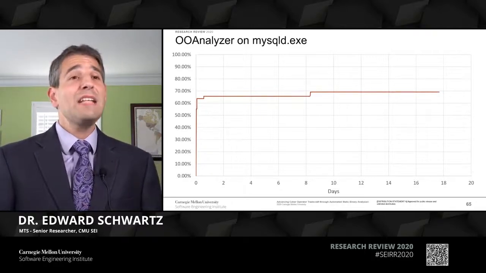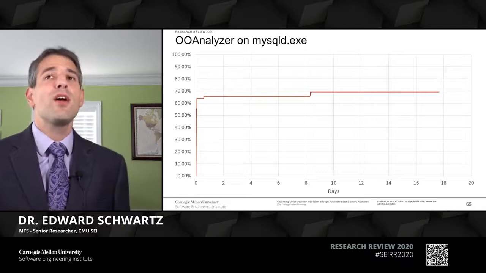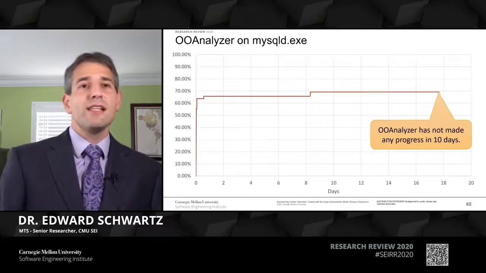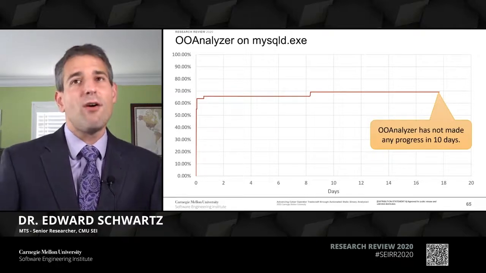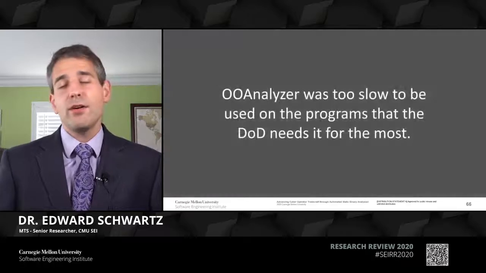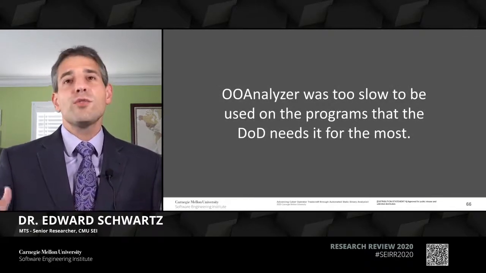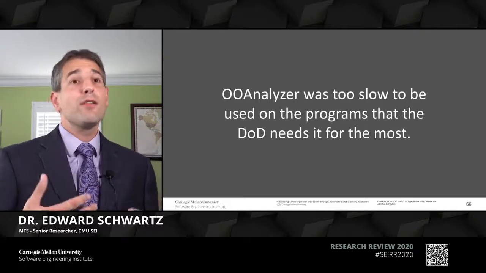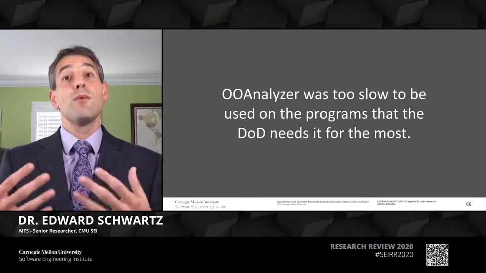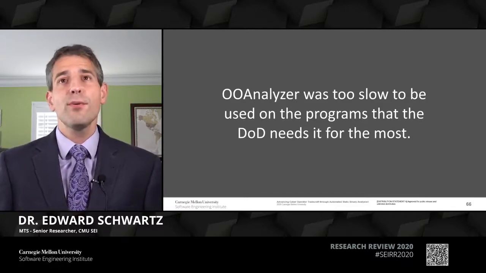We ran it for about 18 days, and this graph is showing you the progress that it made over time, and the results were really disappointing. In the last 10 days, it made no progress at all. And this was really disappointing. Even though we were proud of the research that we did, OOAnalyzer was honestly too slow to be used on a lot of the programs where we really needed it the most, right? The most complex and the most large programs are where we need to have this automated analysis support.